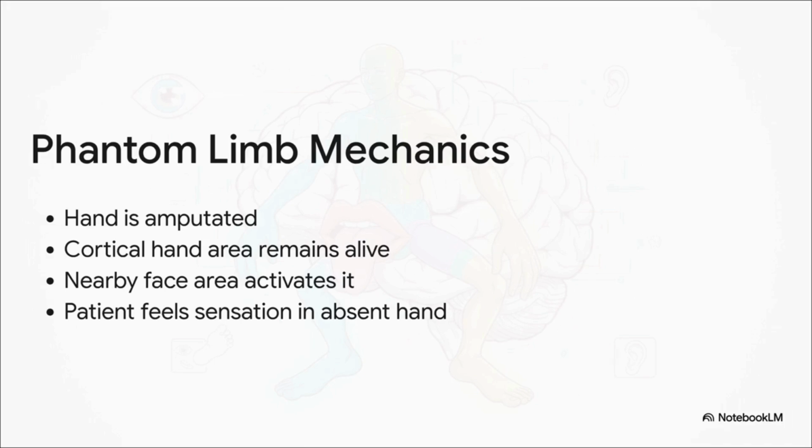The physical hand is gone, yes, but the cortical hand area inside the brain, that precious real estate on the homunculus map, is still very much alive, and it is hungry for input. So what happens next? Well, the adjacent areas on the map, like that massive face region we talked about, start to spread out. They literally invade that newly unused hand territory. When the face area activates those neurons, the brain misinterprets the signal, and the patient physically feels sensations in a hand that doesn't exist anymore. It is a stunning example of just how persistent our internal mapping really is.